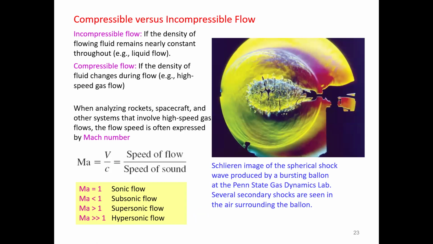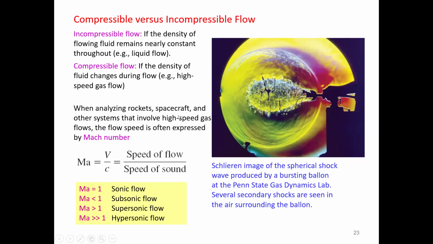Next classification is compressible versus incompressible flow. Incompressible flow, in the sense, is when the fluid is flowing with the density maintained constant, that kind of flow we can call incompressible flow. Compressible flow, in the sense, is when the fluid is flowing with a variation in the density, then we can call that kind of flow a compressible flow.